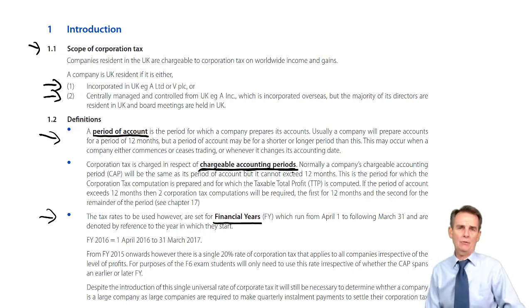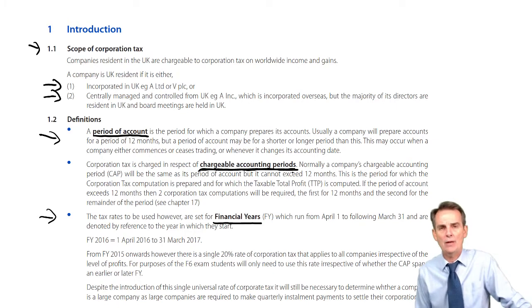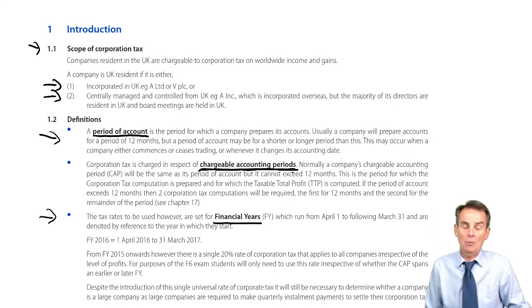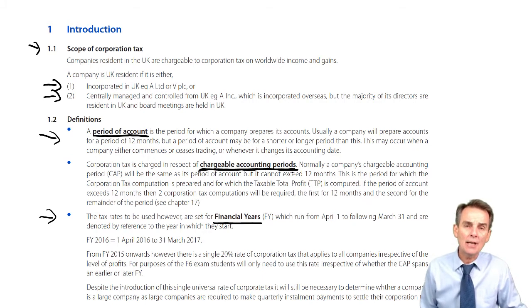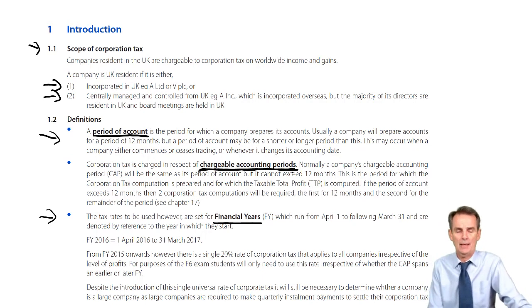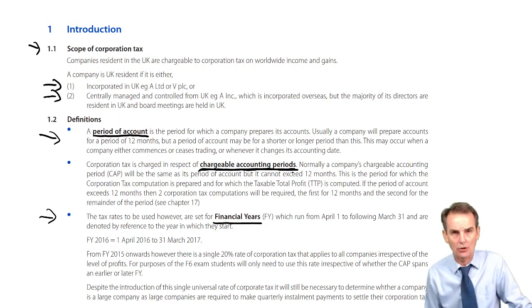So what is the chargeable accounting period? Well, in most cases, it is very, very simple. It is the same as the company's period of account. The company prepares its accounts to the year ended 31st of December in each year, and we prepare the corporate tax computations for the chargeable accounting periods to the year ended 31st of December. The period of account is usually the same as the chargeable accounting period, but there's one rule that we need to learn here, and that is that the chargeable accounting period cannot exceed 12 months. Notice I haven't said it has to be 12 months, but it cannot exceed 12 months.